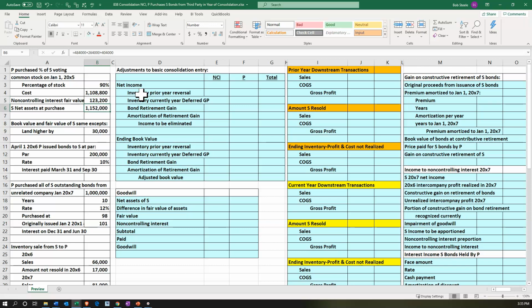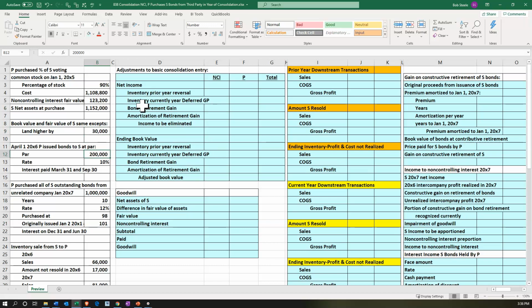We then have S net assets at the point in time of purchase, which are assets minus liabilities, or net assets, the equity section, $1,152,000. Book value and fair value of S are the same except for, in other words, at the point in time of purchase, assets and liabilities, if we were to go through them, they're the same except for the land, which is higher by the $30,000. That's going to be a differential we'll have to be accounting for within our consolidation.